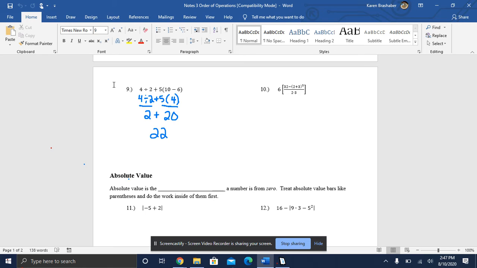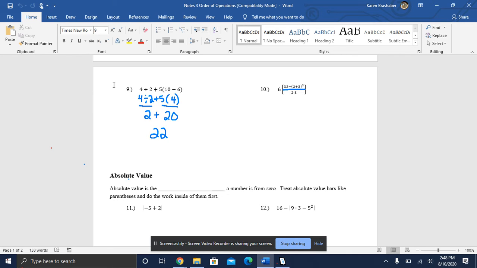On problem 6, that looks a little intimidating because it looks like a giant fraction. But just think of that fraction bar, this fraction bar right here, as a division sign. And that makes the numerator, or the top of that fraction, be like a parentheses. You have to do whatever is going on in the numerator first and whatever is going on in the denominator. You want to do those as if they are in parentheses.